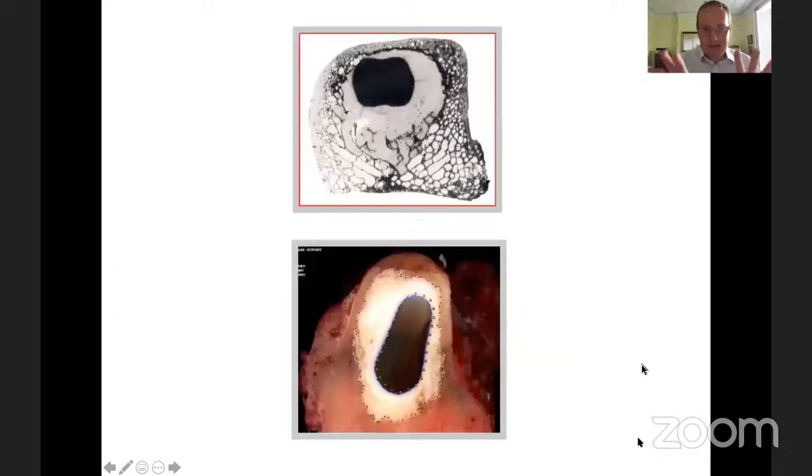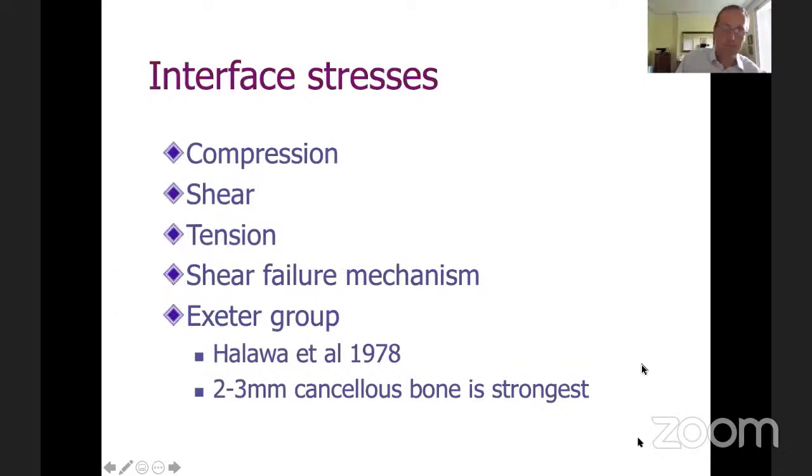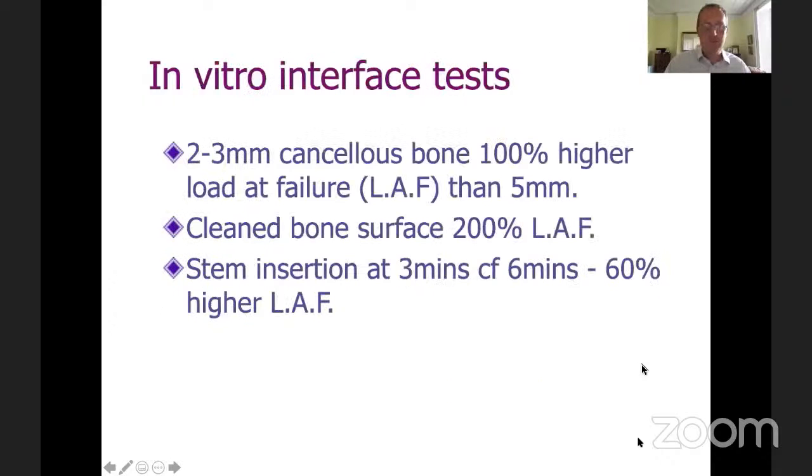These sections, you can see how the bone cement has permeated out into the cancellous structure. And it's favorable to your interfaces because it produces compression and minimizes shear and tension. Remember, shear is the main failure mechanism for interfaces in hip replacement. And the Exeter group, with their early work, showed that the optimal thickness of your cancellous bone should be about 2 to 3 millimeters.